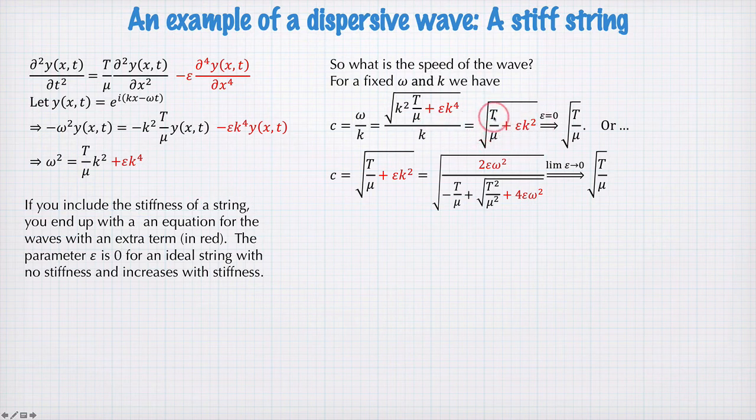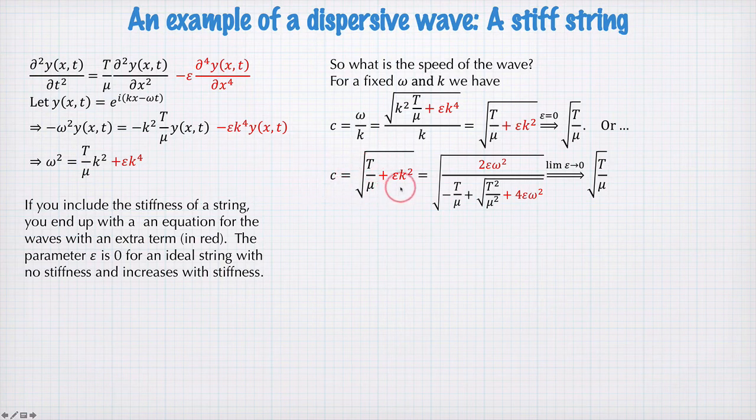So in the absence of epsilon, it's just square root T divided by nu, which is a constant. With epsilon, we see that the speed of the wave increases as k increases. Or in other words, as the wavelength goes down, the speed increases.